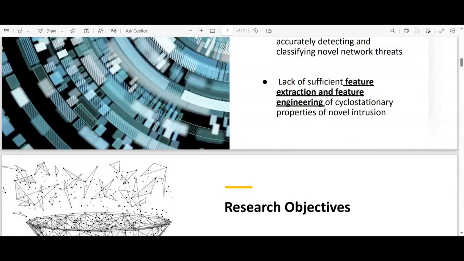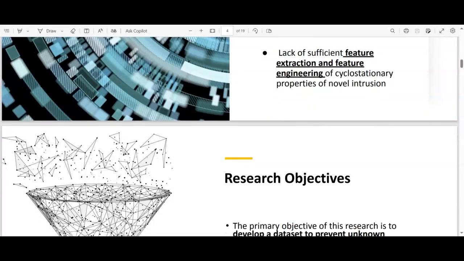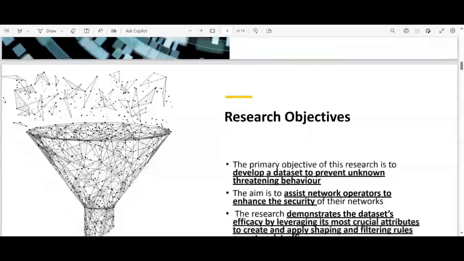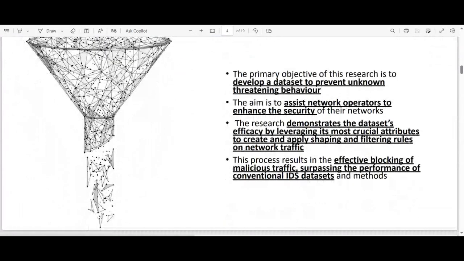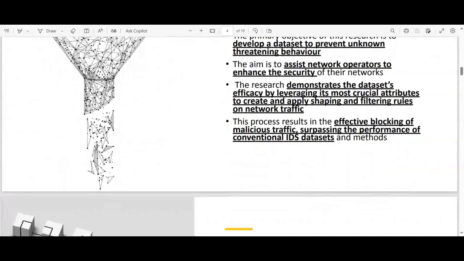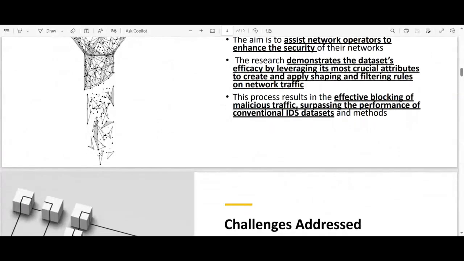And then the main concern is the lack of sufficient feature extraction and feature engineering of properties of novel network intrusion, which makes it difficult to build the dataset. So the primary objective of this research was to develop a dataset to prevent non-threatening behavior on the network. So the aim was to assist network operators to enhance the security of their network.